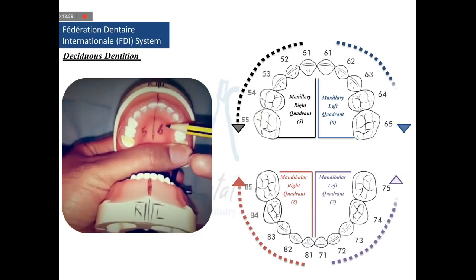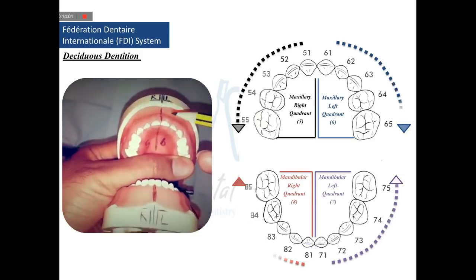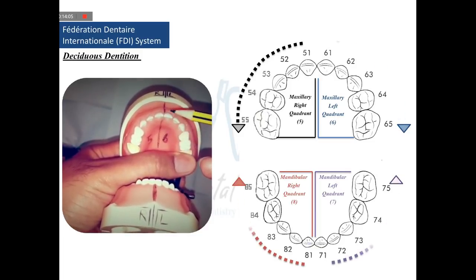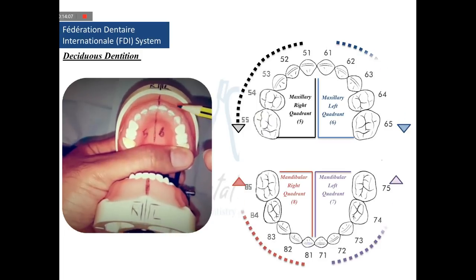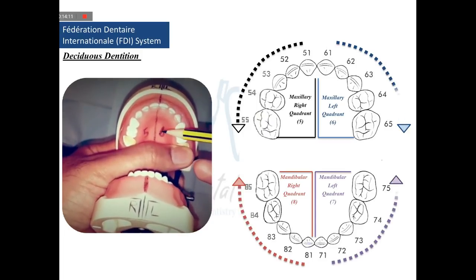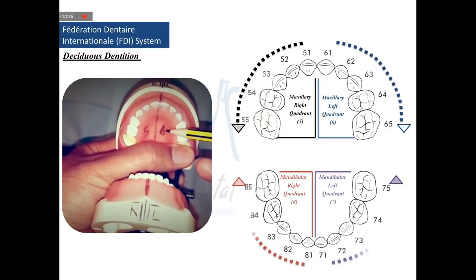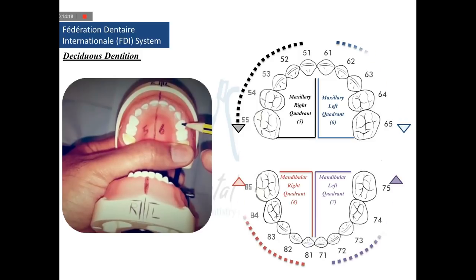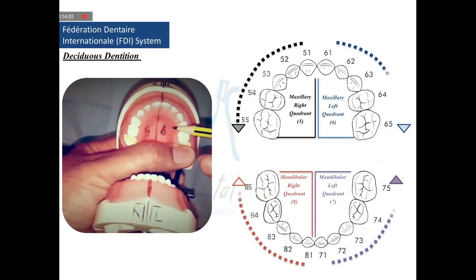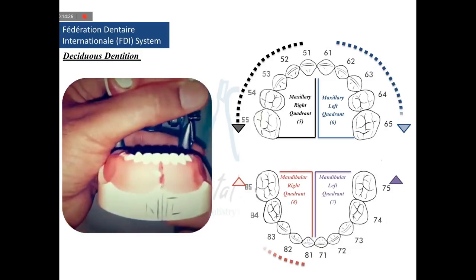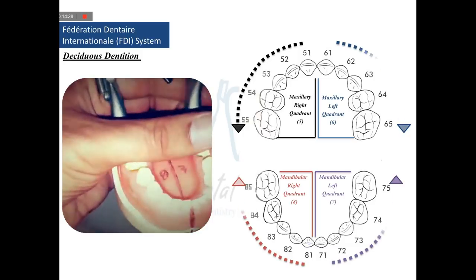So in the maxillary left quadrant, we will mark it as quadrant number 6. So we will mention the first digit as 6 and then 1 for the central incisor, 6-2 for the lateral incisor, 6-3 for the canine in the maxillary left quadrant, 6-4 for the first deciduous molar, and finally 6-5 for the second deciduous molar in the maxillary left quadrant.